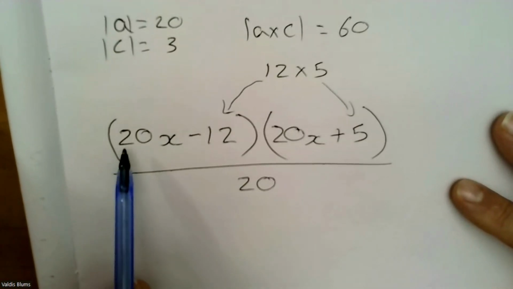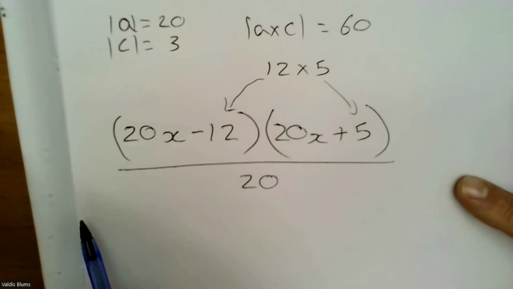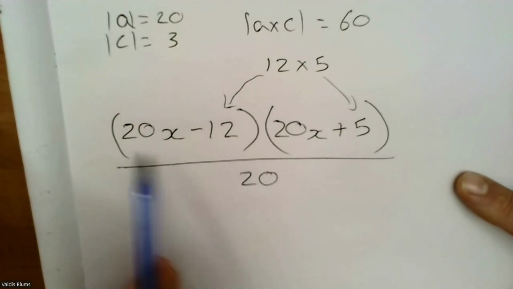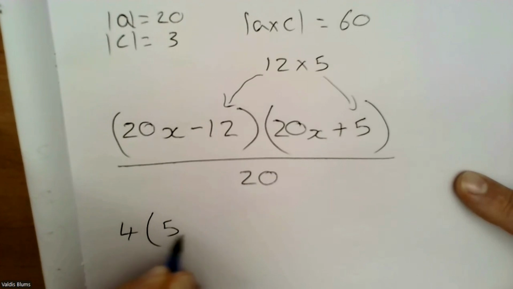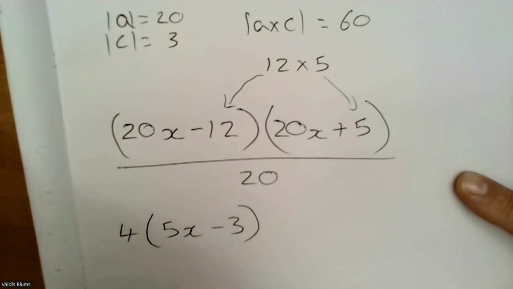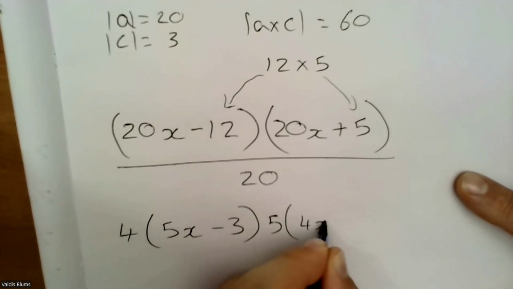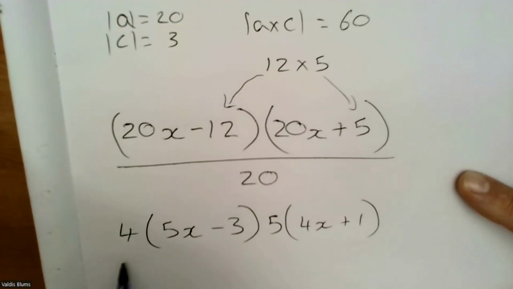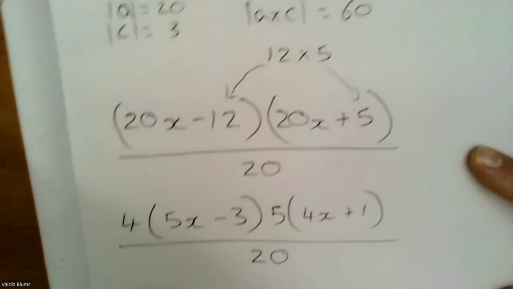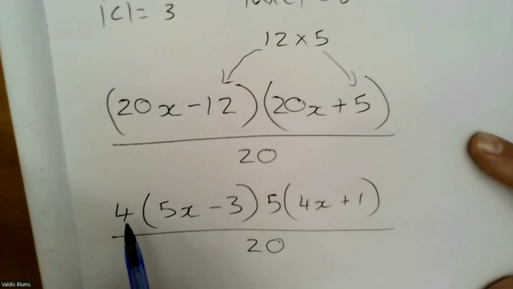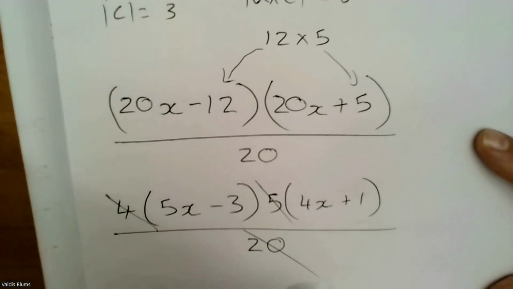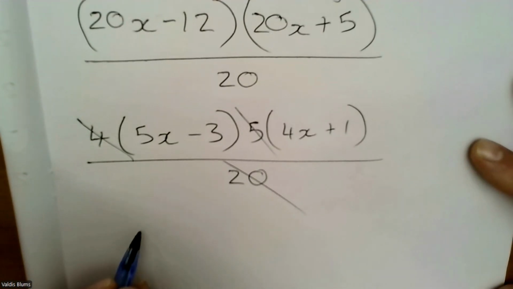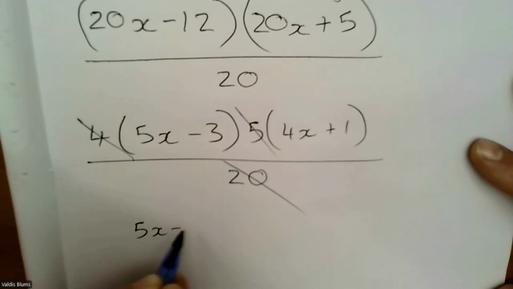And we then factorize each one of these top brackets. So here we can see that there is a common factor of 4. So factorize 4 out of there. We'll be left with 5x minus 3. And then the second one, we'll be factorizing 5 out. So 5, and then we have 4x plus 1, all over 20. Now, what will happen is the stuff that you factorize out of the numerator will actually be equal to what's on the denominator. And so 4 times by 5 gives us 20.